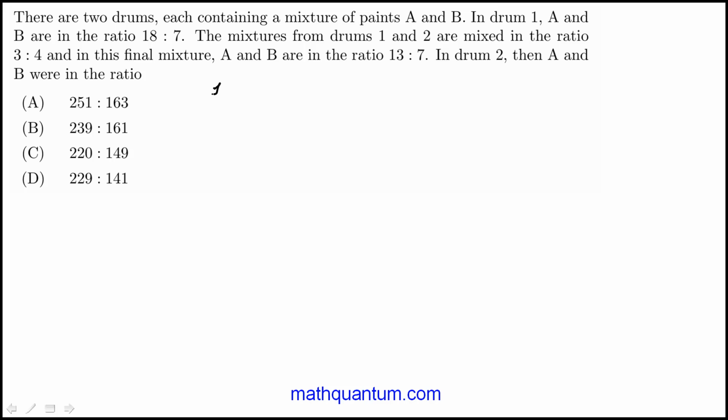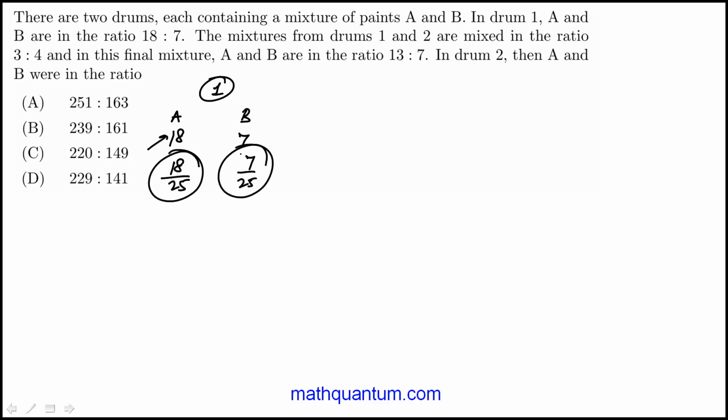Here in drum 1, the ratio of A to B is 18 to 7. That means the fraction of A is 18 over 25 and B is 7 over 25. Now we're mixing drum 1 and drum 2 in the ratio of 3 to 4.